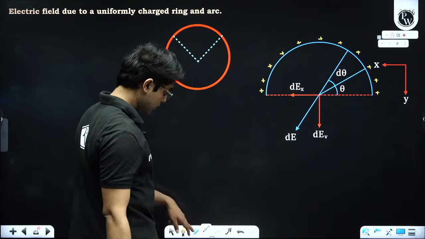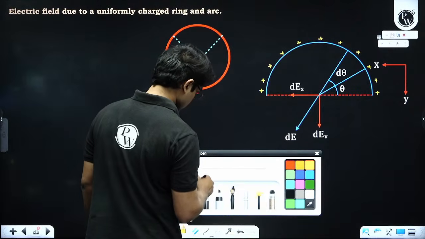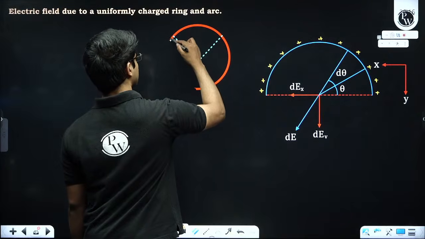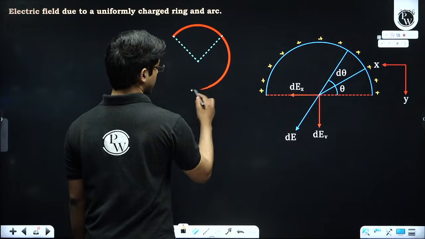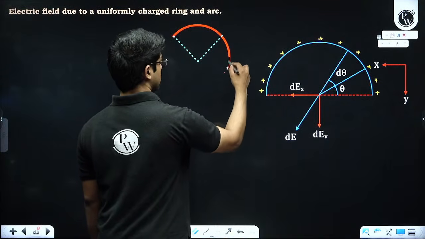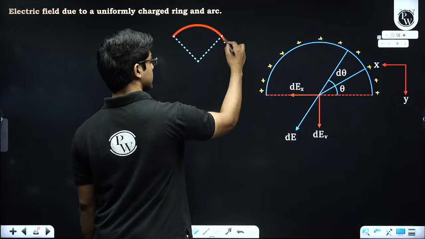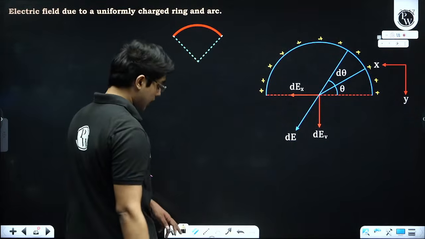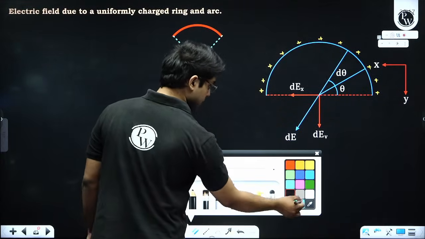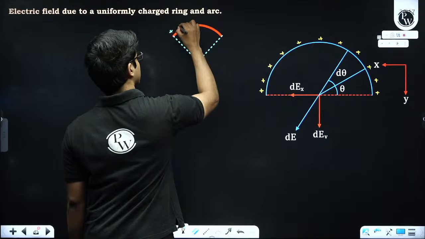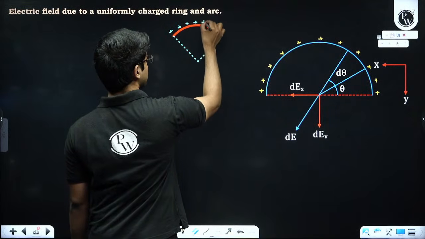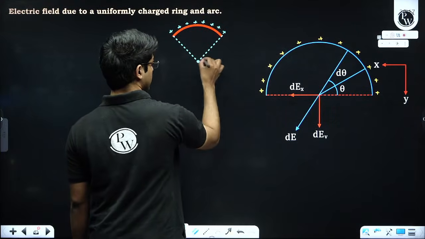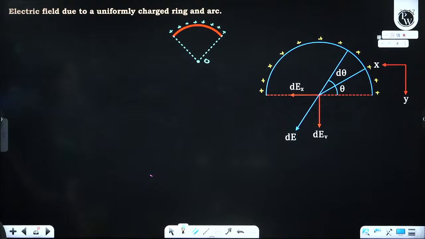Okay guys, I drew a full circle, but it's only an arc. I'll try to remove this part. So due to this arc of a circle, we need to find the electric field at the center. Okay, that is the first derivation we'll be doing. So on this arc, we have a uniform charge distribution. We have positive charge uniformly distributed. And we need to find the field here.